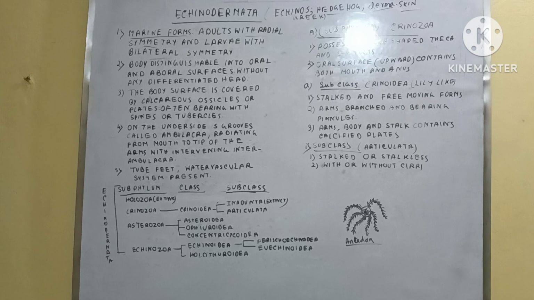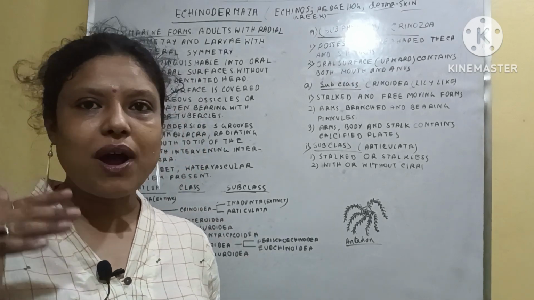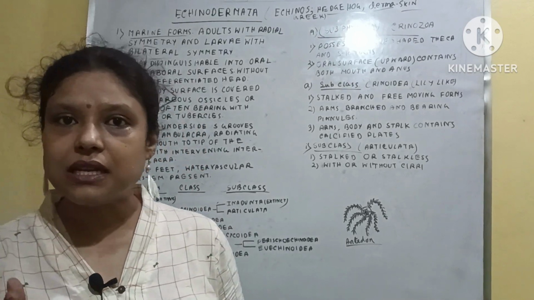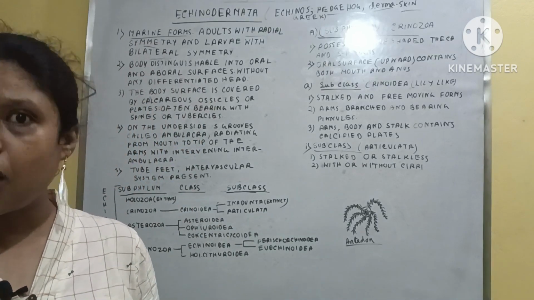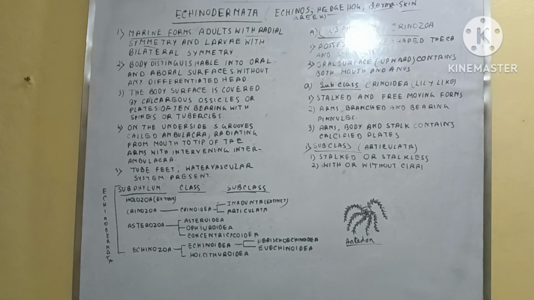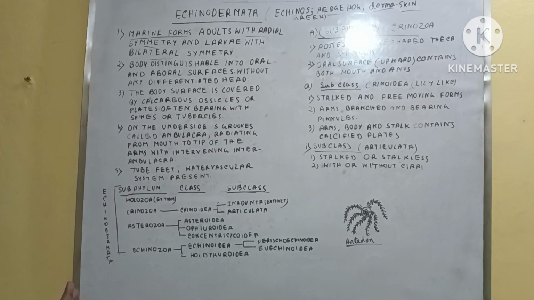Okay. Second one, body distinguishable into oral and aboral surfaces without any differentiated head. Okay, we can see this animal has two surfaces. One is the oral surface that is seen in the upward portion, and the aboral surface that is seen in the downward portion. Okay, but the head is not differentiated. Head is not differentiated. Clear?